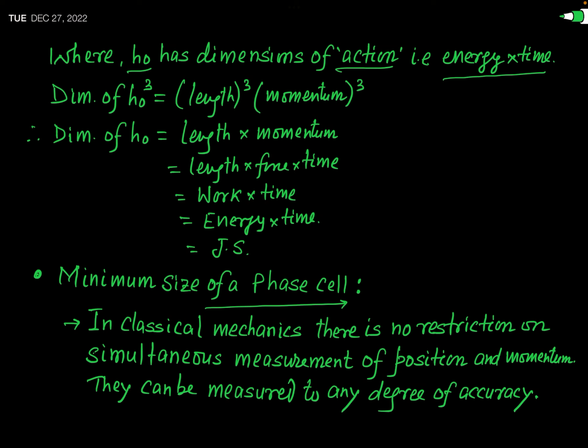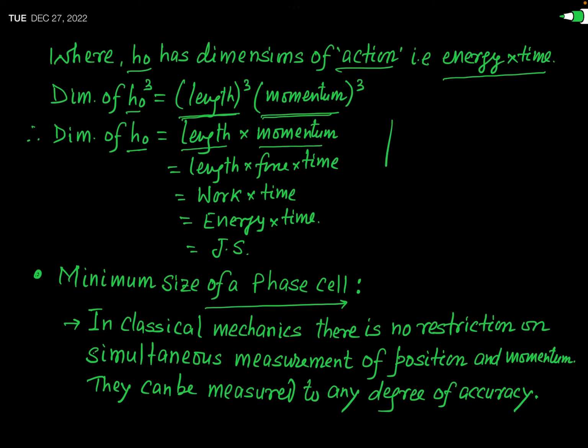As I have written this h naught cube instead of the product of dx dy dz and dpx dpy dpz. Since dx dy dz all are length, so the dimension of h naught cube will be equal to length cube times momentum cube. dpx dpy dpz has dimension of momentum. So the dimension of h naught cube will be equal to dimension of length cube times momentum cube. Okay. So the dimension of h naught will be what? That will be simply equal to dimension of length times dimension of momentum.